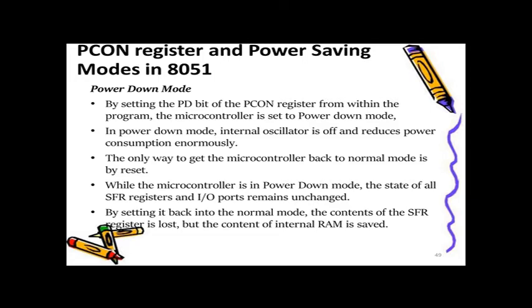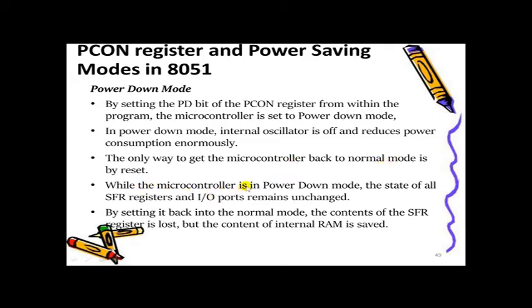In power down mode, the internal oscillator is off and this reduces the power consumption enormously. The only way to get the microcontroller back to normal mode is to reset it.